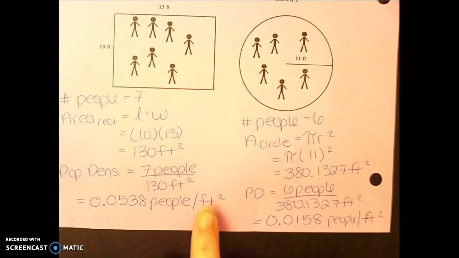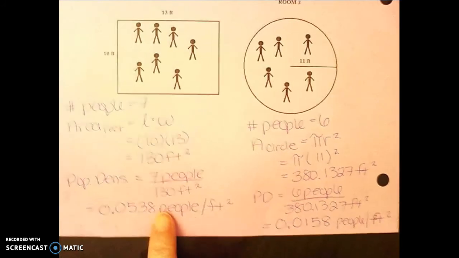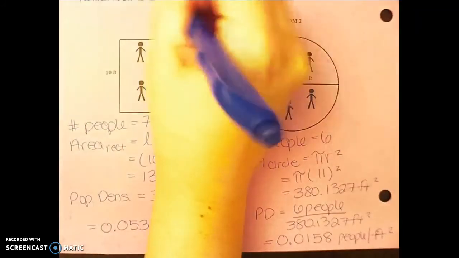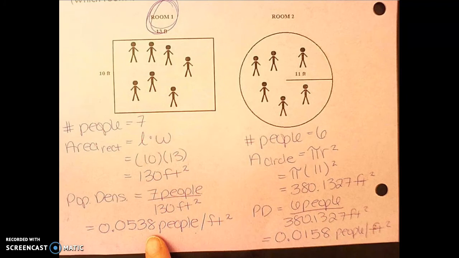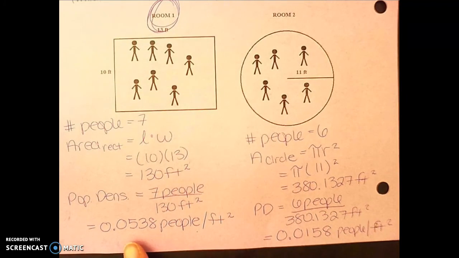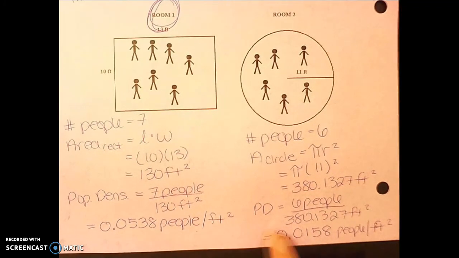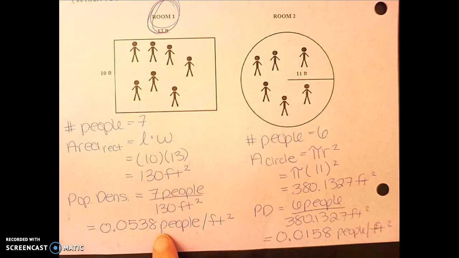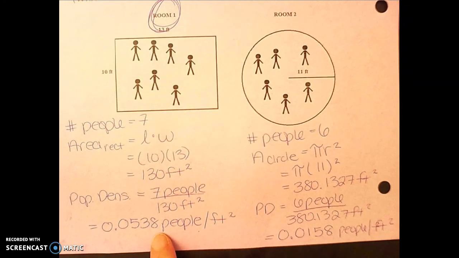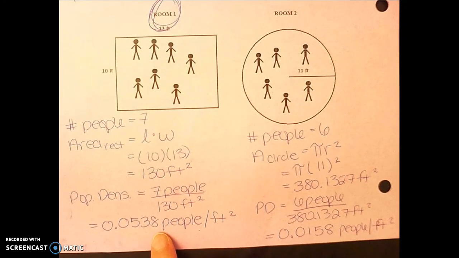Okay, so if we take a look at our two population densities, room number 1 has the larger population density. Okay, 0.05 is larger than 0.01. So there are more people per square foot. So this room would be considered more crowded. And that's population density.